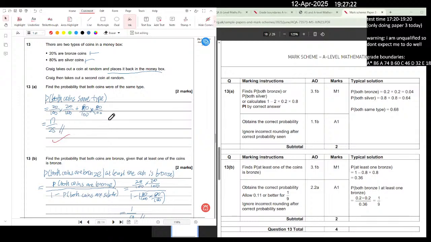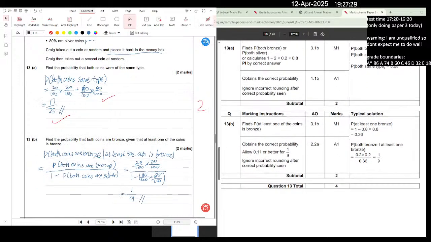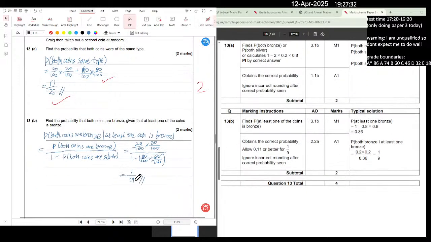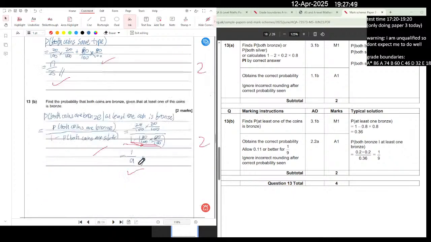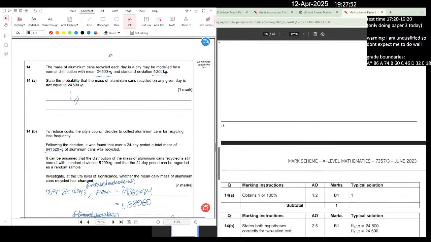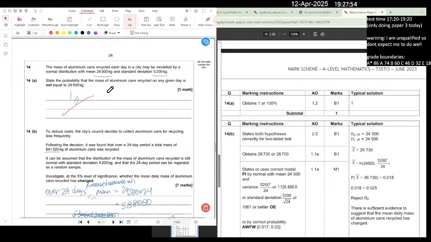So yeah, and P both coin same type. 1 over 9. Okay. Yeah, should be good. This is for the first mark. Then I got the answer, so second mark. Okay, good. 14, 1. Literally just 1. And I get 1 more for that as well.